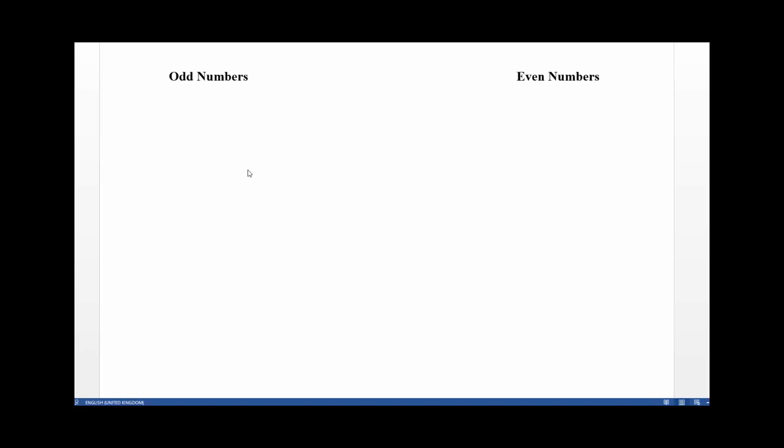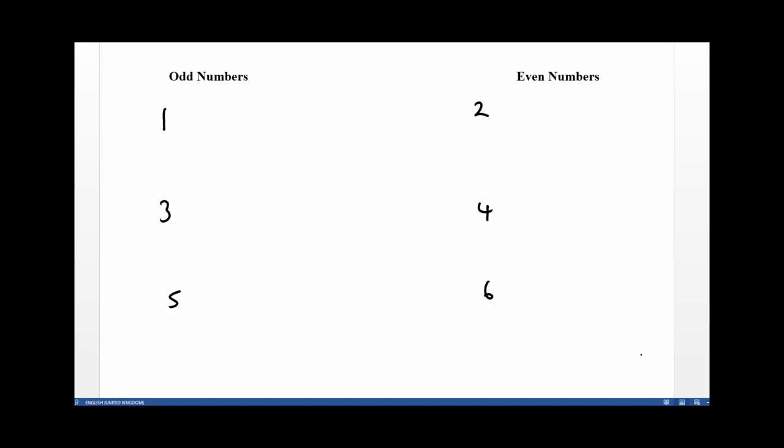Odd and even numbers and how they relate to algebraic proof. Your first positive odd number is 1. Your first positive even number is 2. We'll just go up to 3, 4, 5, 6. Obviously it continues on, but that's all we're going to do for now.